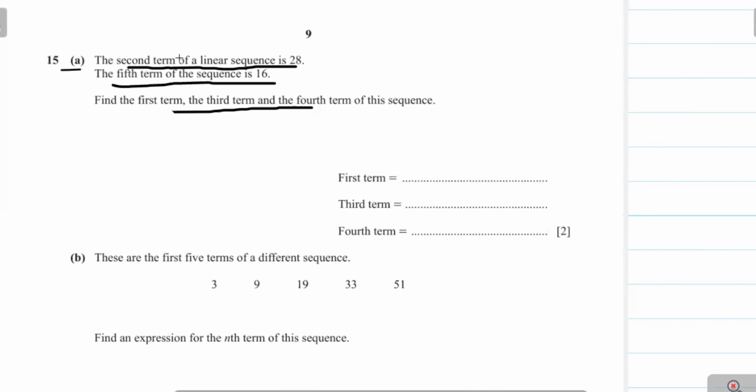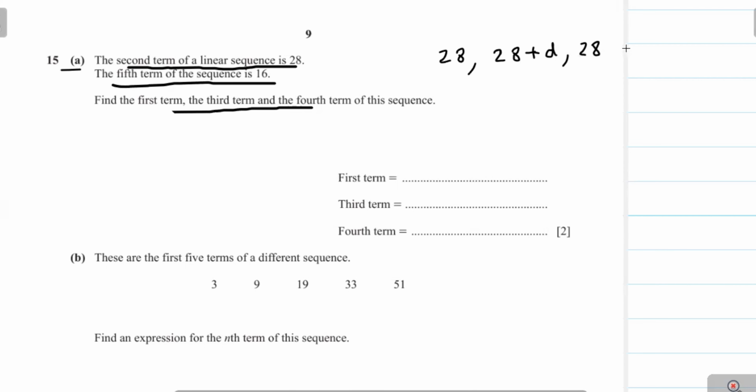Question number 15, part A. The second term of a linear sequence is 28, the fifth term is 16. We find the first, third, and fourth terms. You see here, this is the linear sequence. In each term, we get the next term by adding a constant value. If 28 is the second term, then suppose that D is the constant value, we will get the third term, and for the fourth term we add the constant value again.